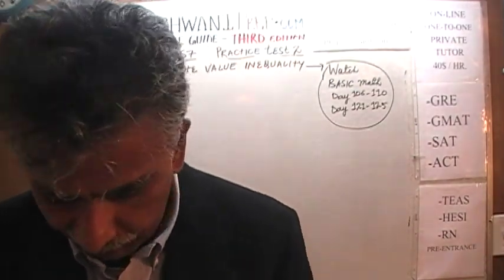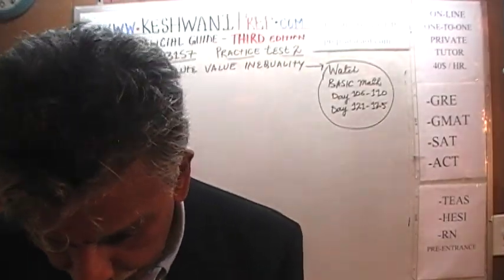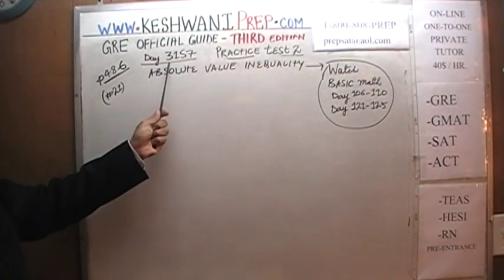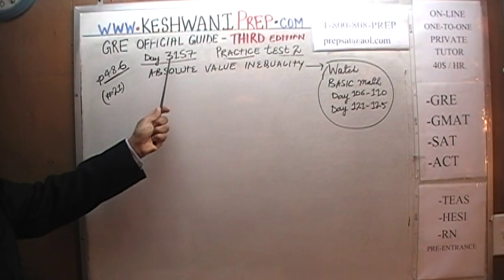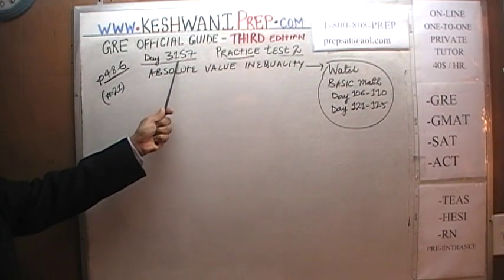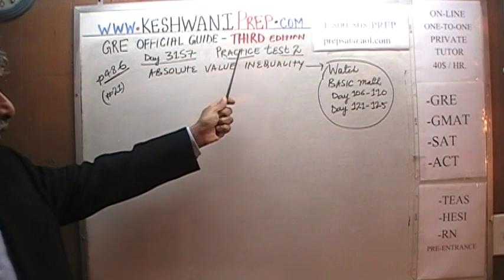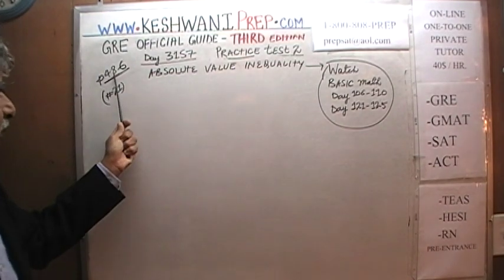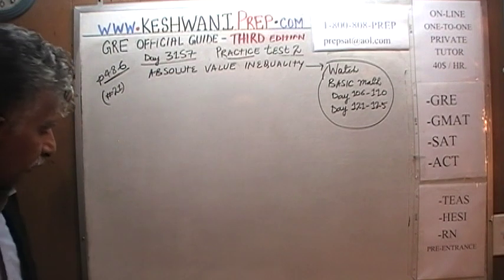Today is our lesson number 157. Day 3157. The 3 signifies the fact that we are in the third edition. Third edition, day 157. We are working on practice test number 2 that you will find at the very end of the book on page number 486. Today we'll do problem number 21.